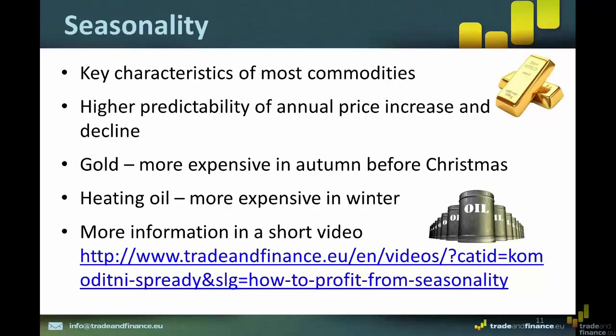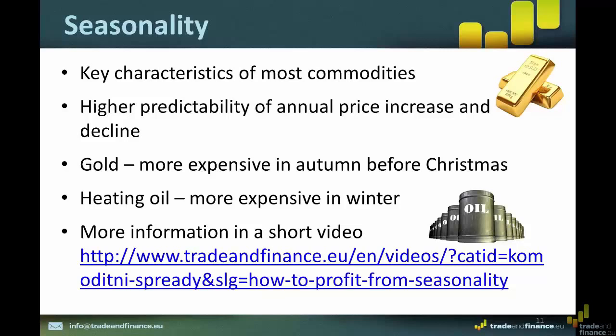We can explain this on the example of heating oil, for instance. We need heating oil for heating, obviously, so usually it gets more expensive in winter and cheaper in summer. Similarly, gold usually gets more expensive in autumn because we usually want to buy jewelry as Christmas gifts, and therefore the jewelry industry needs gold for producing all this jewelry which is sold at Christmas time. Then after the new year, usually the price of gold decreases.